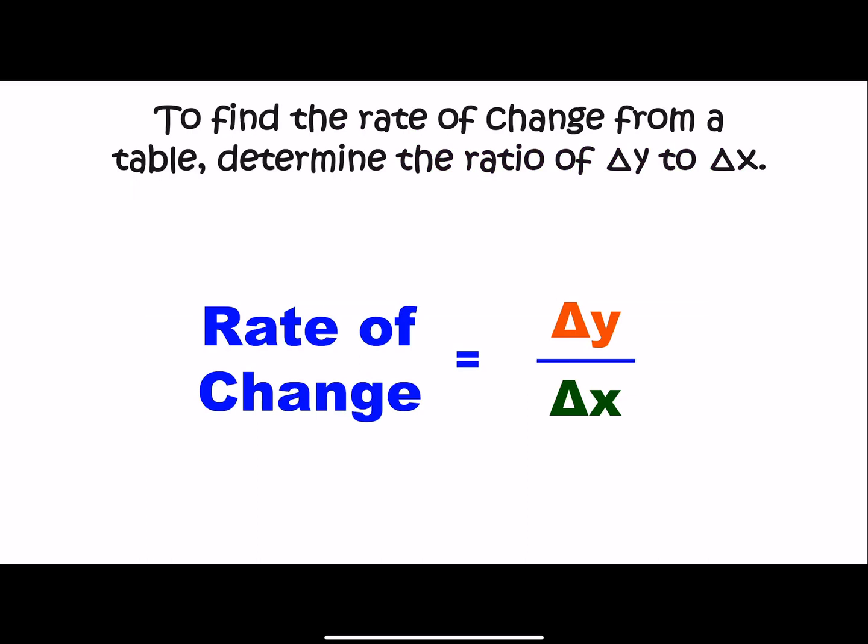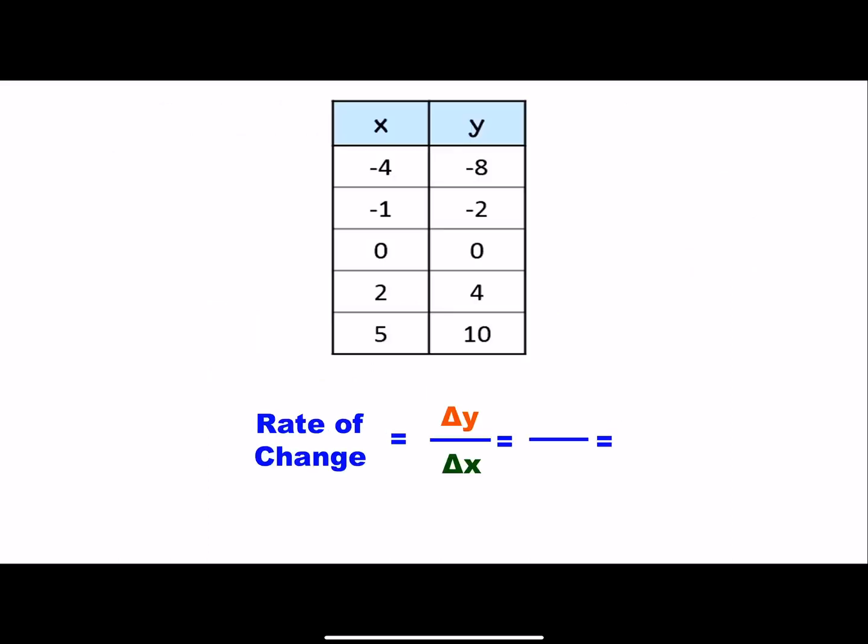To find the rate of change from a table, determine the ratio of delta y over delta x, okay? This symbol right here means change. Okay, so the changes of y divided by the changes on x is what is going to give you your rate of change. On this table, we are going to find your delta y and delta x.